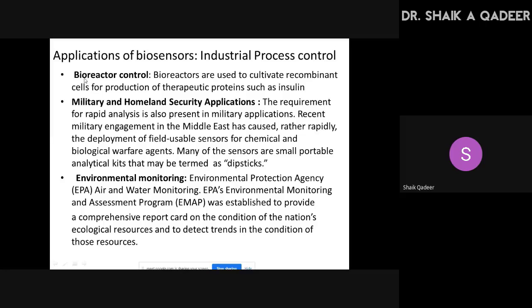So it can be used in bioreactor control, that is in the production of insulin. There is a need to have bioreactor control. For that, biosensors are an important tool. You can mention that in many military and homeland security applications, there is a need to have field usable sensors for chemical and biological warfare agents. In case of environmental monitoring, biosensors also play a major role in the monitoring of air and water related parameters.